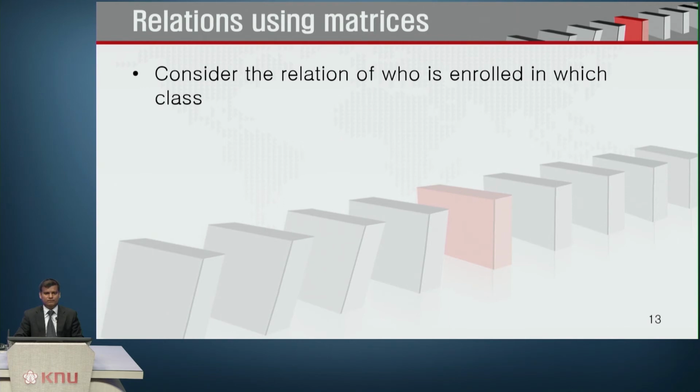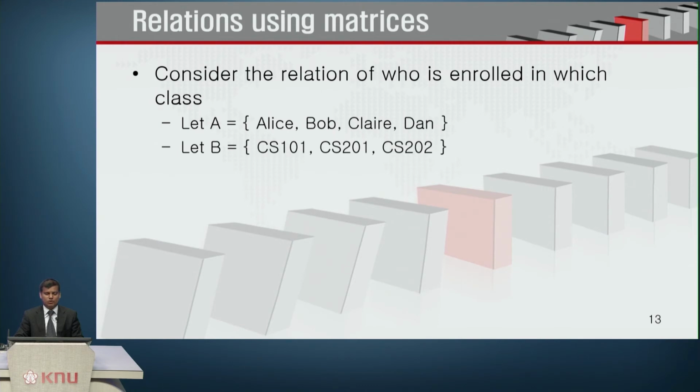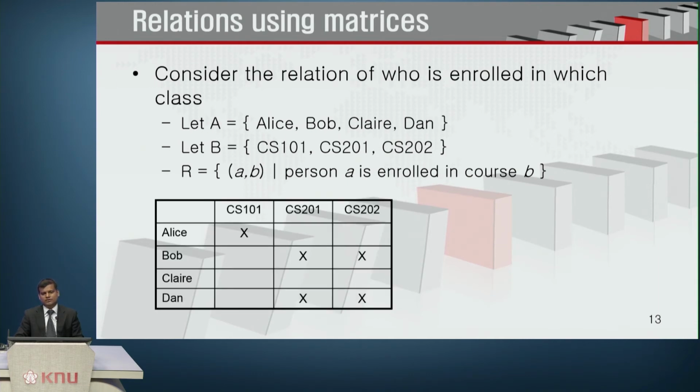Consider the relation of who is enrolled in which class. Let A be Alice, Bob, Claire, Dan. Then B is CS101, CS201, CS202. R equals (A, B) such that person A is enrolled in course B. So here it is. You know how this matrix is formed.